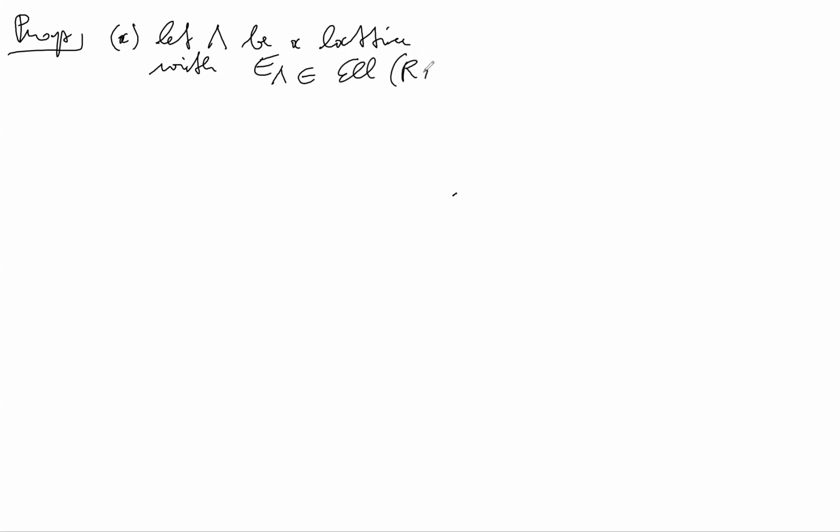So there's a proposition. First of all, let Lambda be a lattice with the corresponding elliptic curve having complex multiplication by R_K. Now we consider two ideals, A and B, non-zero fractional ideals.